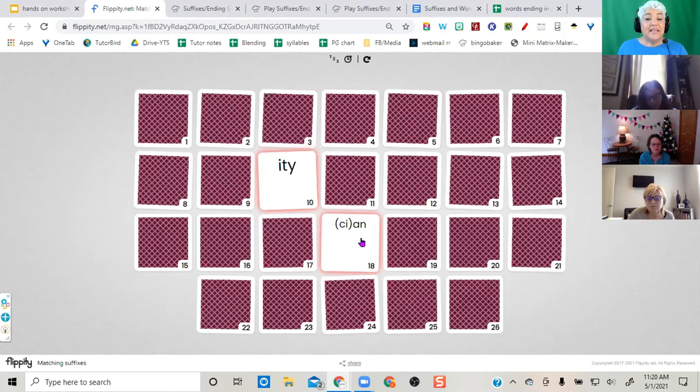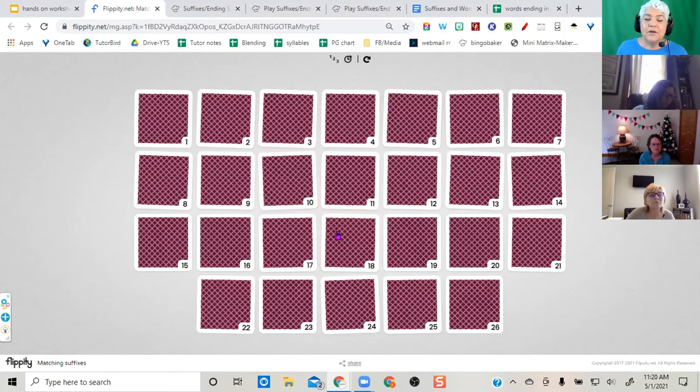Okay, and this one, the suffix is "-an," and it means a person who. But here's the trick: if you add it with the "ci," it sounds just like that other "shun." So this is "shun," but it means a person who. A person who does magic is a magician, or a person who does music is a musician, whatever. So I'll go through, and we'll take five minutes when we need a break.